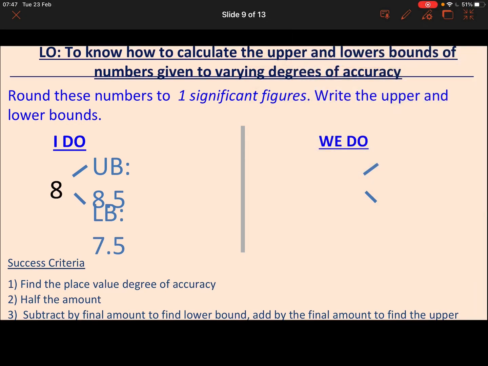So we have another question here. You are going to need to find the first non-zero digit here, which is 8, but that's all I'm going to say. Alright, so the answer for this one is going to be, upper bound is going to be 0.085, and then the other one is going to be 0.075.